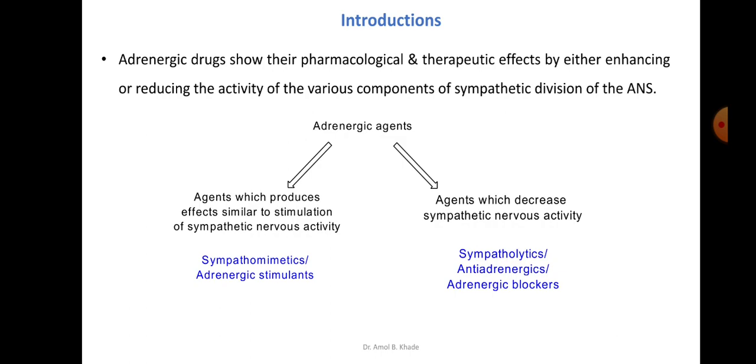And the other class of the drugs or the adrenergic agents actually decrease the sympathetic nervous activity. So they are referred to as the sympatholytics. Lytics means decrease or removal of this particular activity. They are also referred to as the anti-adrenergics because they are acting against the adrenergic system, or they are also referred to as the adrenergic blockers because they block the adrenergic receptors which are present in the body. So adrenergic drugs or agents are of two types, sympathomimetics and sympatholytics.